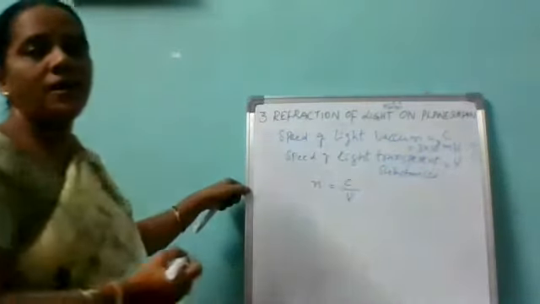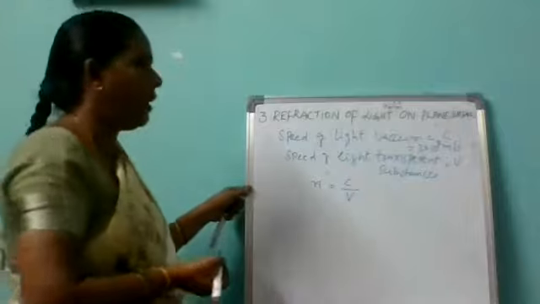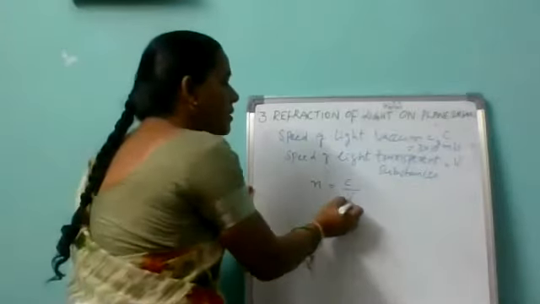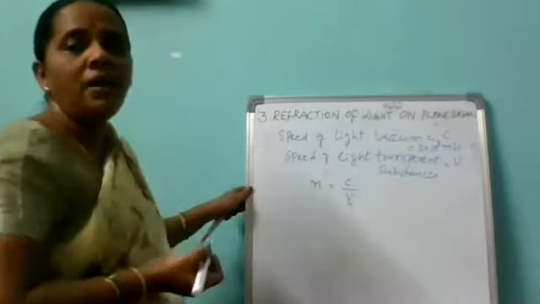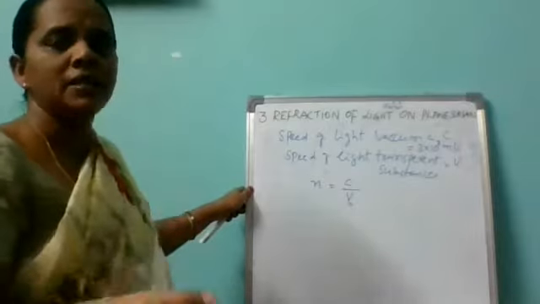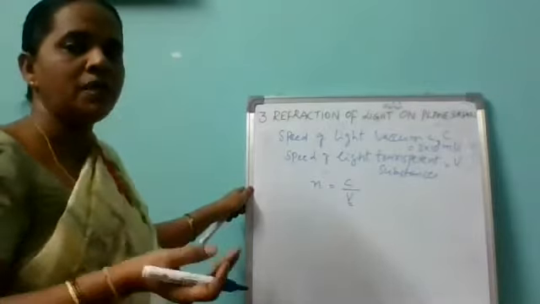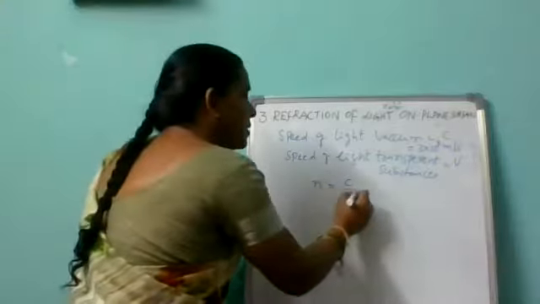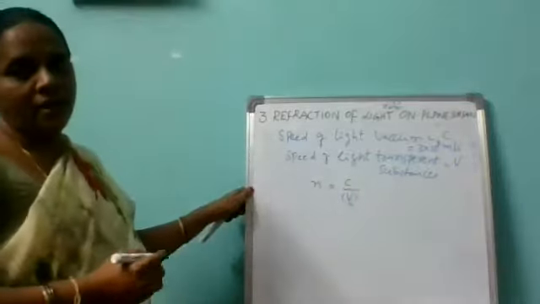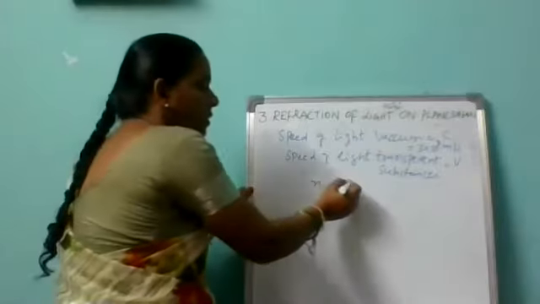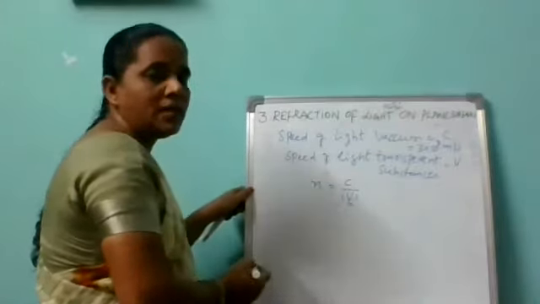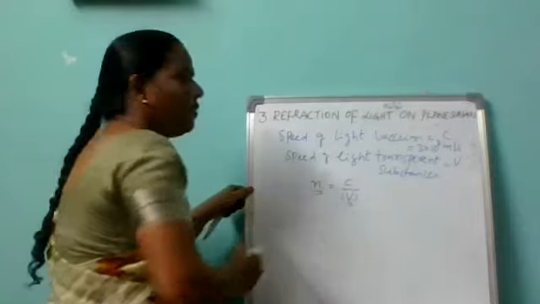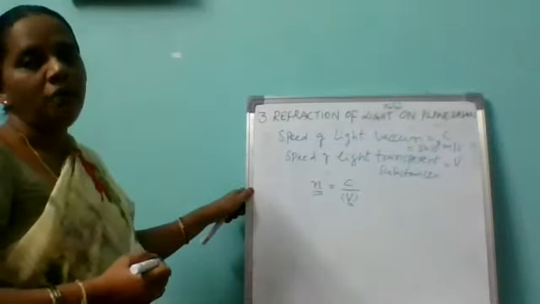What is the velocity of light in vacuum? It is 3 into 10 to the power of 8 meter per second. V is the speed of light in different substances. Whatever substance you are going to take, that speed you should write in the denominator. When you divide with these velocities, you will get a constant, we call it the refractive index.